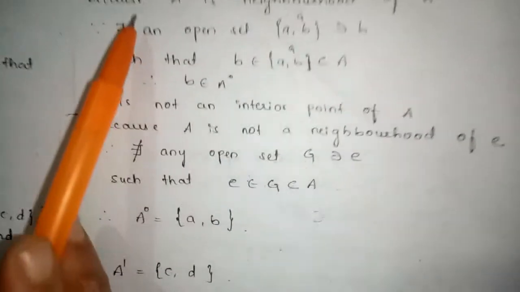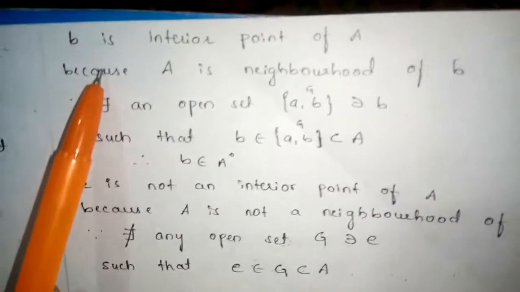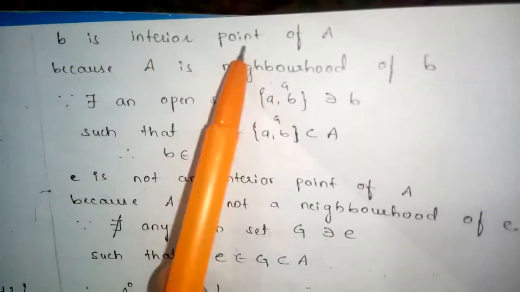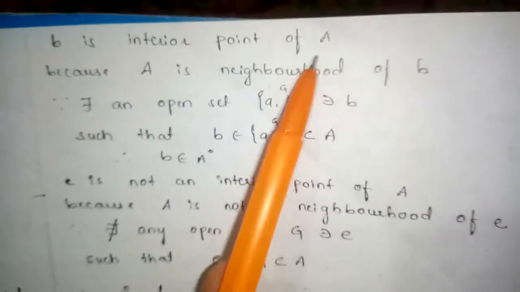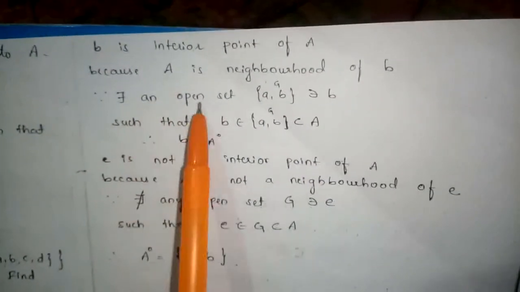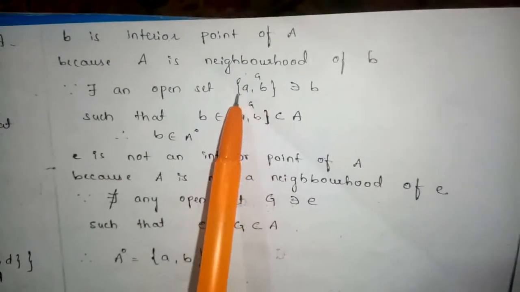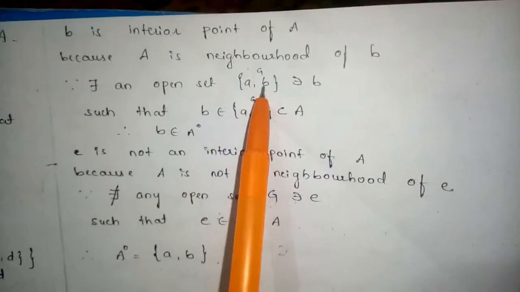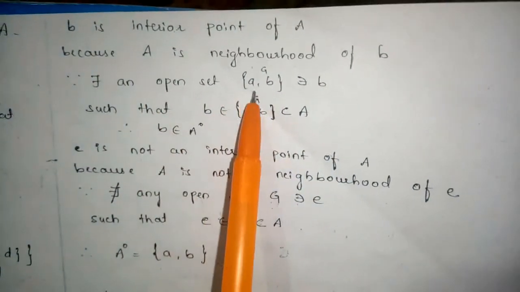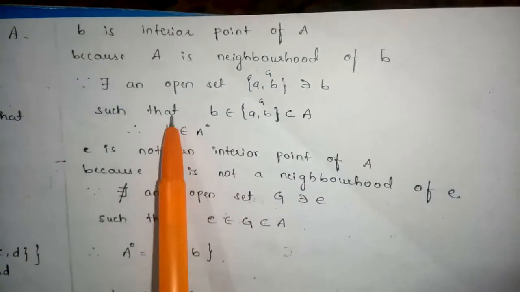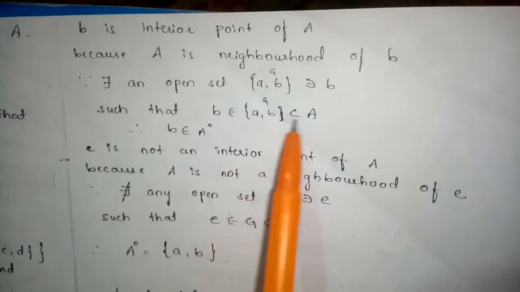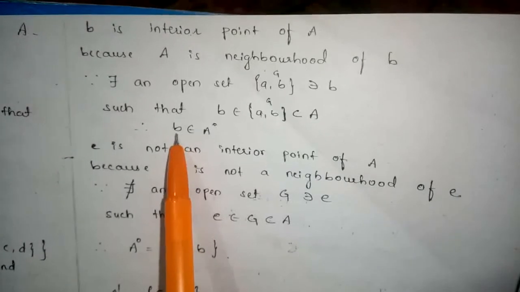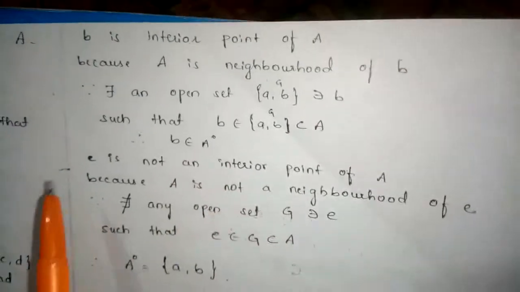Therefore a is an interior point of A. Similarly, we check whether b is an interior point of A or not. Here b is also an interior point of A because A is a neighborhood of b, because there exists an open set {a,b}. This one is the G. There exists an open set {a,b} containing b such that b belongs to {a,b}, and {a,b} is a subset of A. Therefore, b is also an interior point of A.